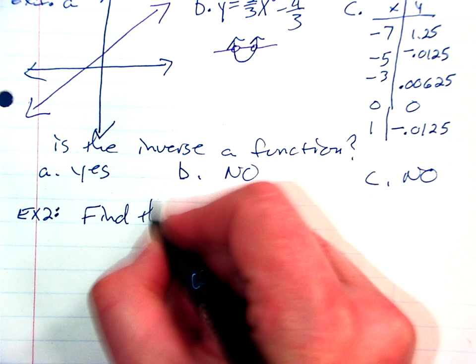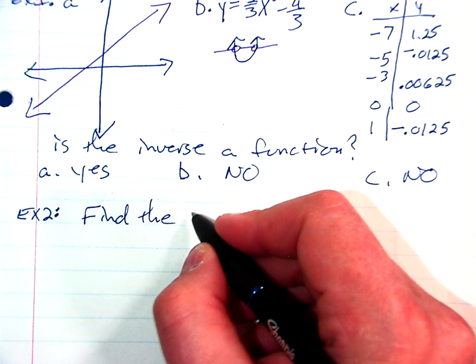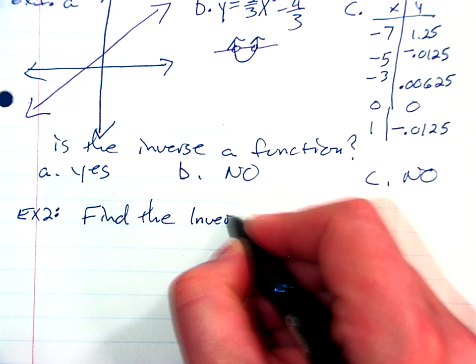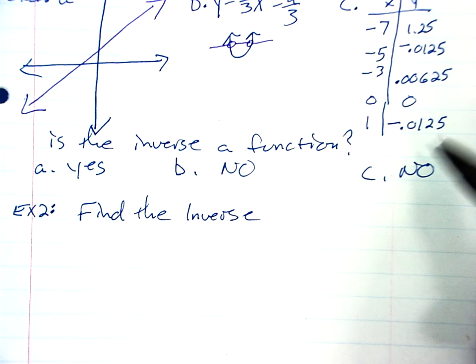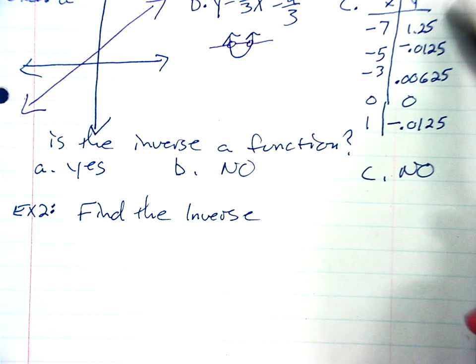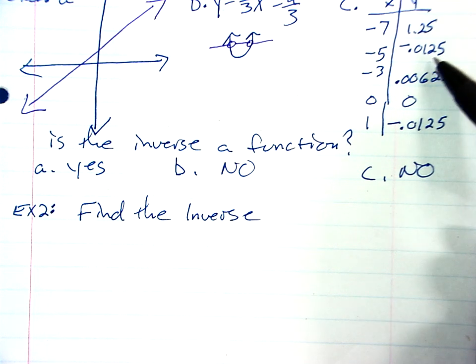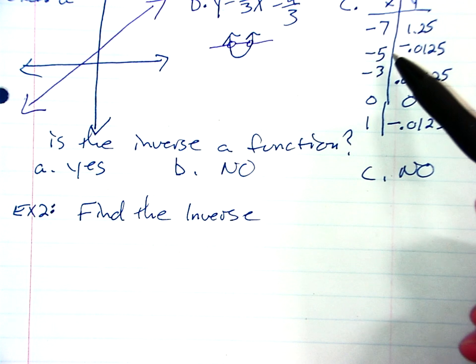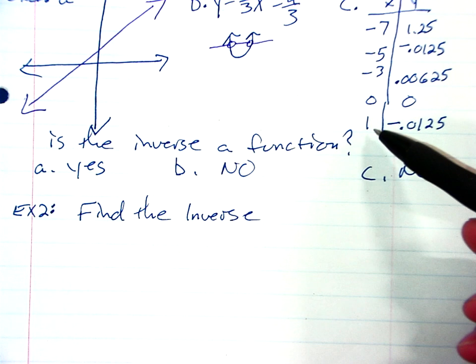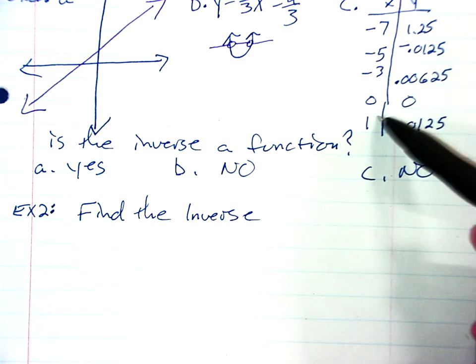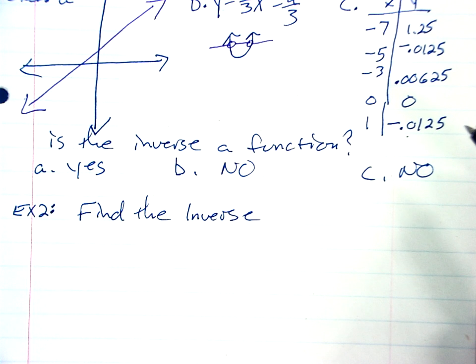All right, example 2. Find. Is it yes or no? It is no. It says yes, no, no. All right, why is this last one no? Because remember I said on an inverse you flip your x and your y's? So now my input is going to be negative 0.125, and what's my output? This time when I have negative 0.125, what's my output? So I have 2 different outputs for the same input, therefore it is not a function.